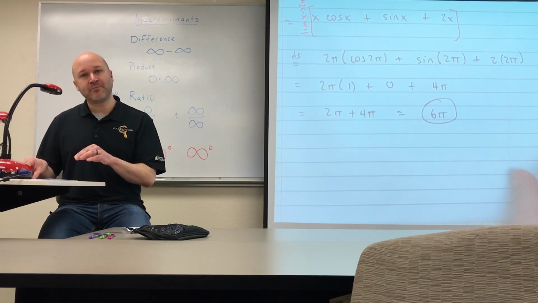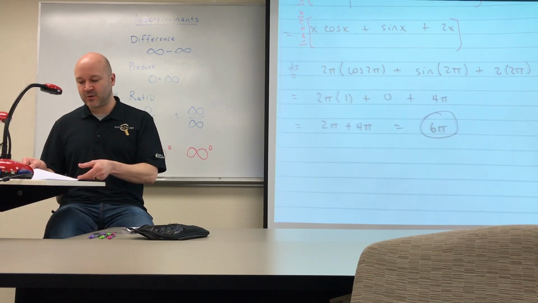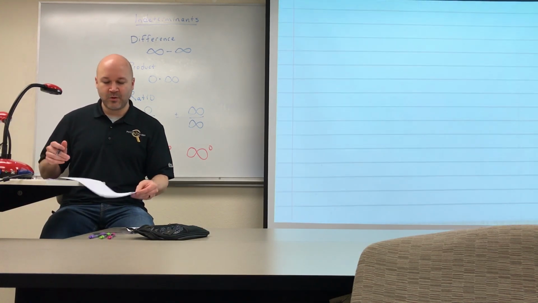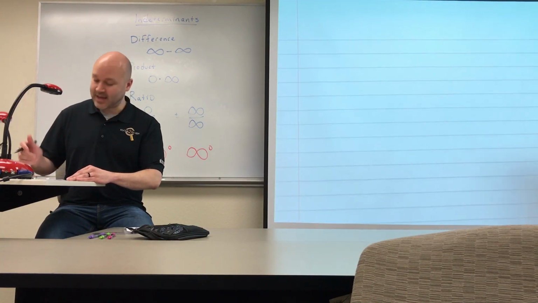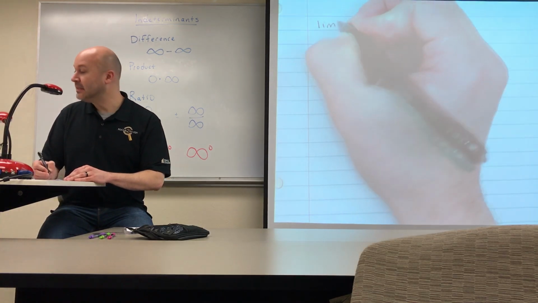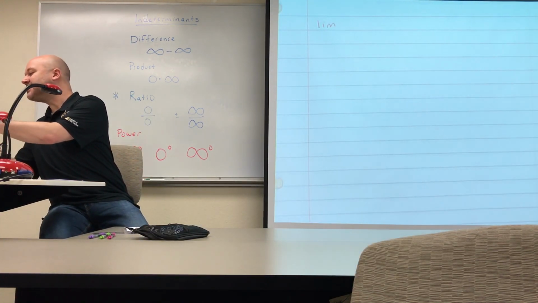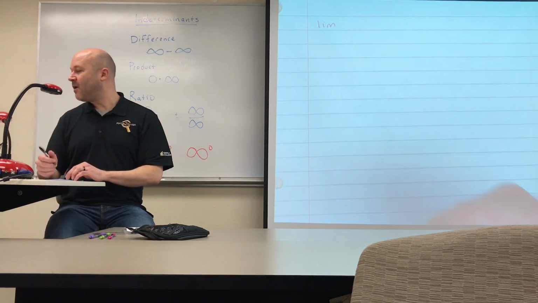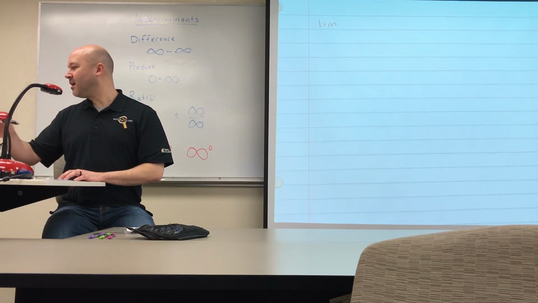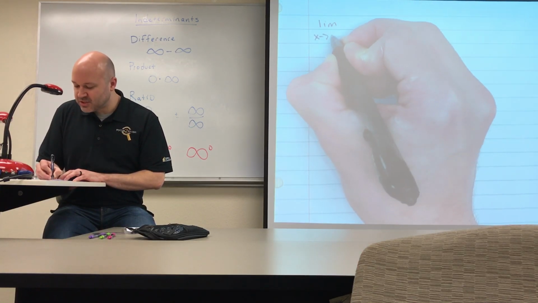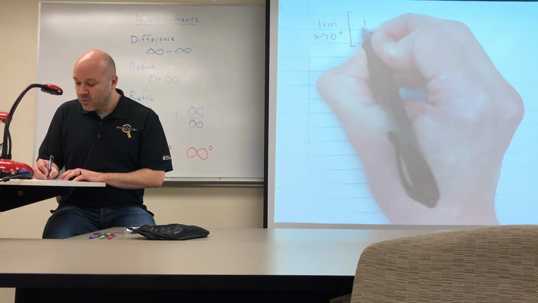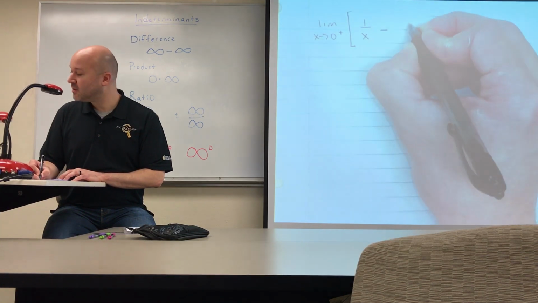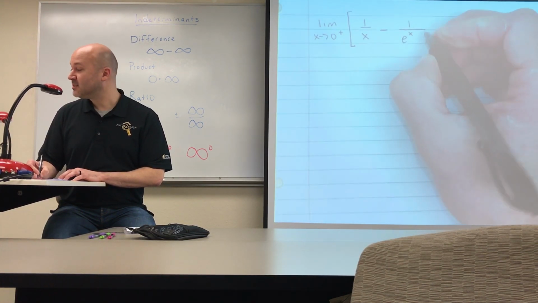All right, those two examples were ratio indeterminates. Let's see what happens when we direct substitute and we get maybe a difference indeterminate. Let's take a look at this next example. The limit as x approaches 0 from the right of 1 over x minus 1 over e to the x minus 1.